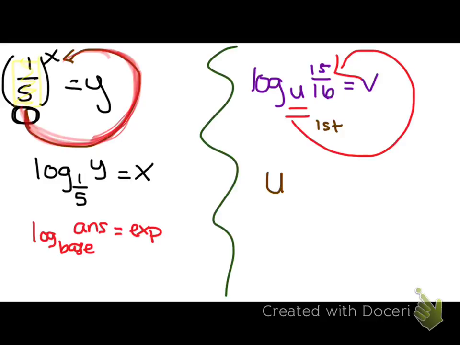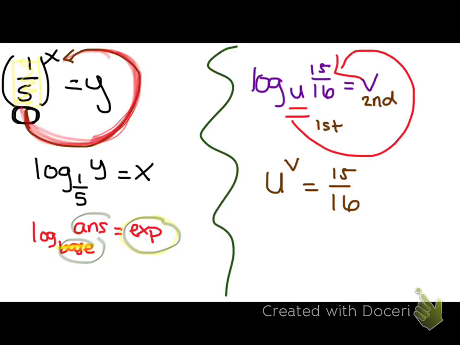If I follow the loop, it'd be v. So this is second. So it's u to the v equals, what's the last thing? Where's the arrow pointing to? It's 15 over 16. Going back to this, if you're looking at a log, the small thing is the base. The exponent's over here by itself. So when you're converting to exponential form, you take the base first, then the exponent has to equal my answer.